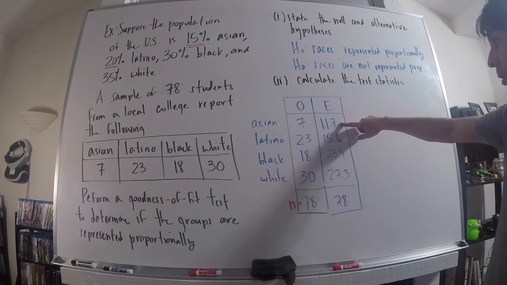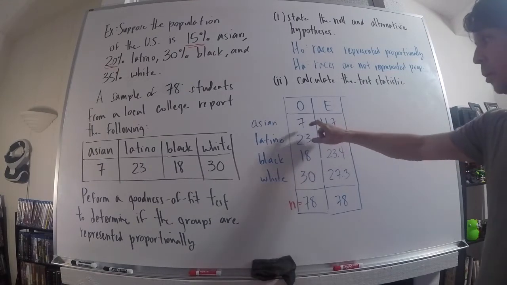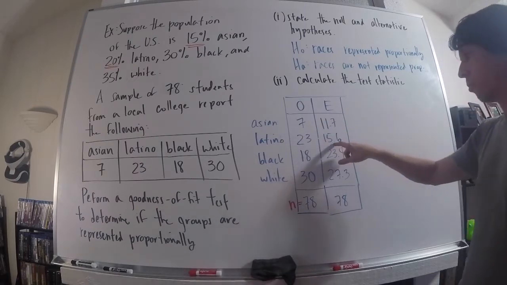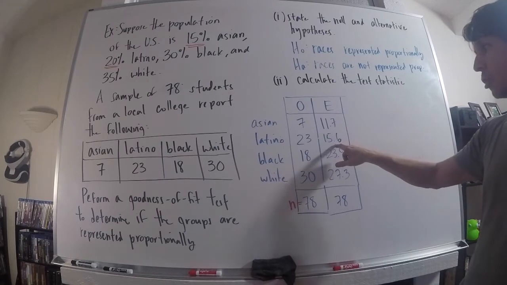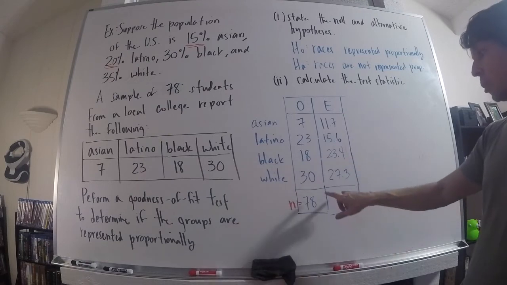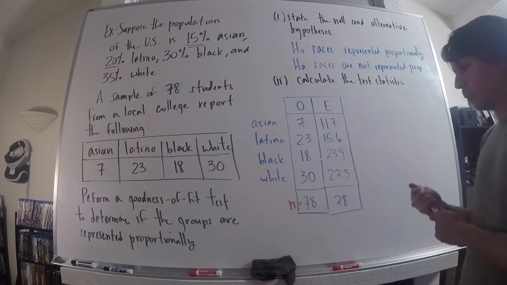Asians are a little bit underrepresented. We expected 12-ish, 11.7, only 7, so they're slightly underrepresented. Latinos are overrepresented. We expected 16-ish, there were 23. Blacks were underrepresented. We expected 23, there's only 18. Whites were overrepresented, 27 we expected, there was 30. Is this far enough off?